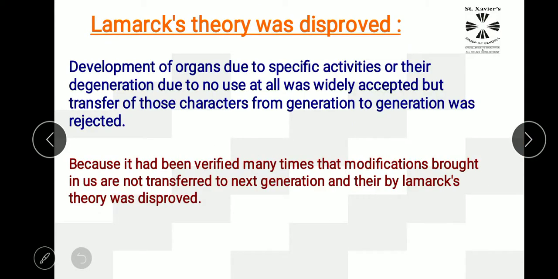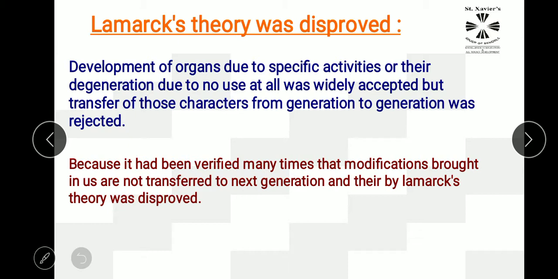We did examples of Lamarckism. Now the Lamarckism theory was disproved. There were some demerits here. Development of organs due to specific activities, or their degeneration due to no use at all, was widely accepted, but transfer of those characters from generation to generation was rejected.